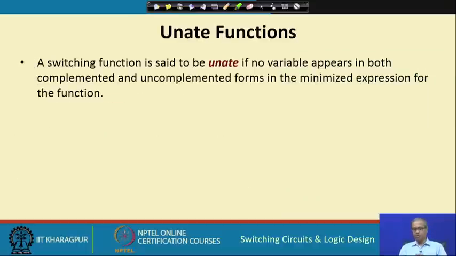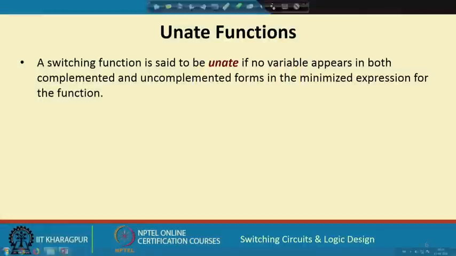Now, let us introduce some more definitions. There is something called a unate function. We had defined what is a switching expression. We talked about literals. Literal is a variable which can appear in complemented form, also in uncomplemented form. We say a function is unate if for every variable, let us say for a variable A, A will appear only in complemented form or in uncomplemented form, not in both. That will be called a unate function. So, let us see the definition.